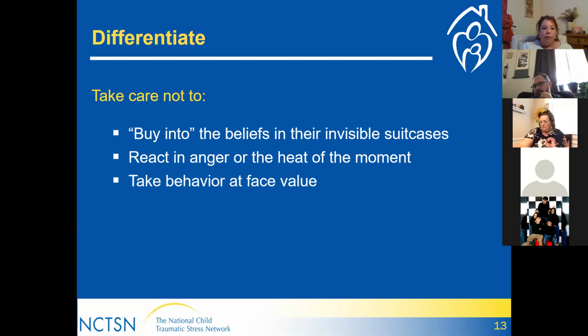Take care not to take behavior at face value. So don't just see the tip of the iceberg, see what's underneath there as well.